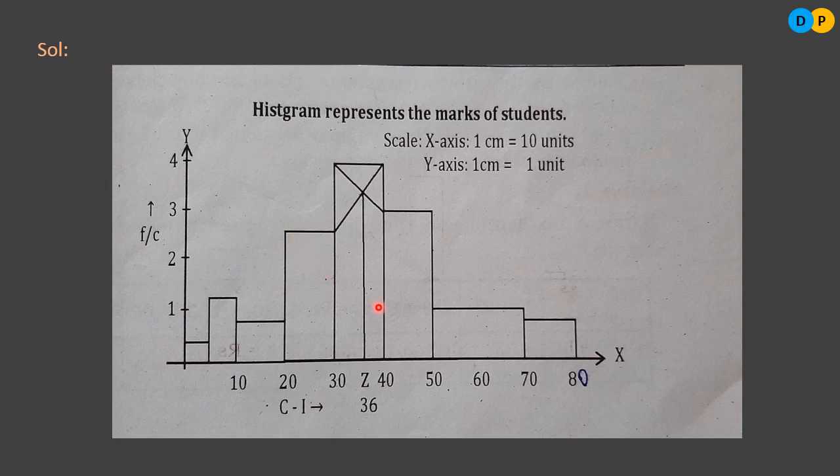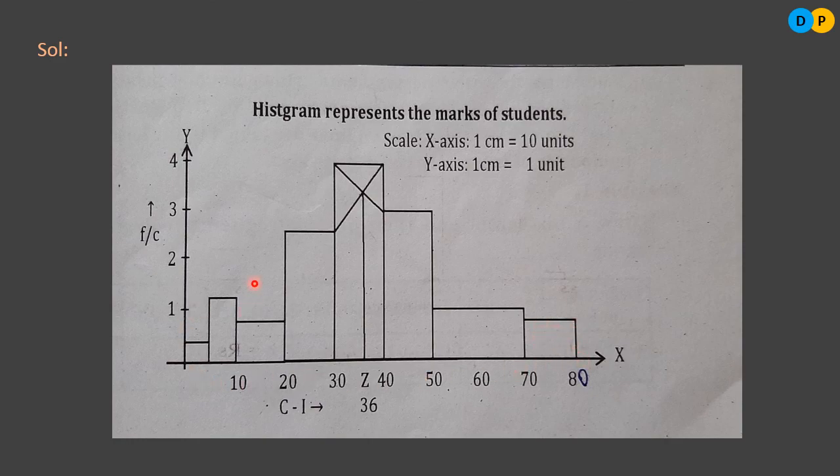Similarly for 30 to 40 and 40 to 50, but the observable thing is 50 to 70, where the width is 20. You can observe that this rectangular bar is even wider compared to the earlier ones, because the width is 20. For 50 to 70, the frequency density is 1. Followed by the last one, 70 to 80, where the frequency density is 0.8.